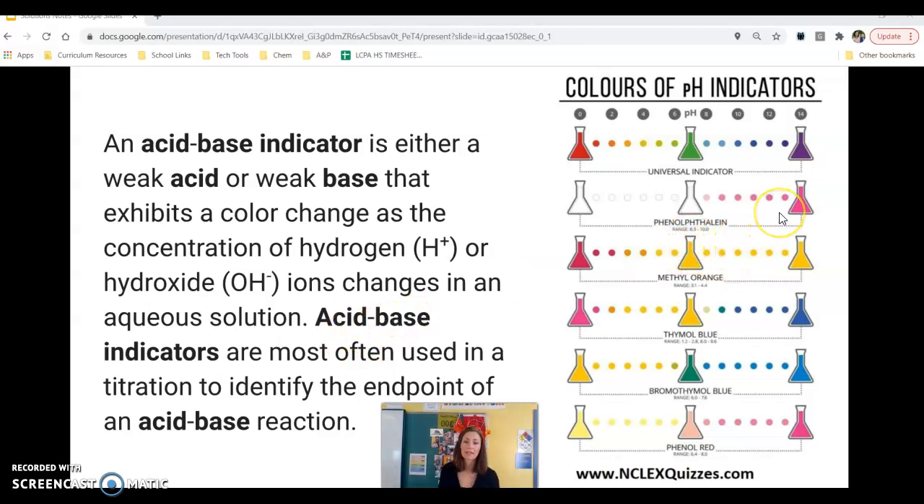It's going to turn pink in the presence of a base, and it stays clear in the presence of an acid. You can use methyl orange, thymol blue, bromothymol blue, and phenol red, depending on the type of solution you have and what you're looking for as to indicate pH. There are also electronic pH indicators, which can electronically measure the hydrogen or hydronium ion concentration, and those are much more precise than just a color change method.